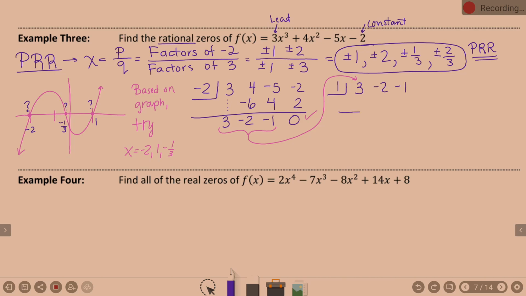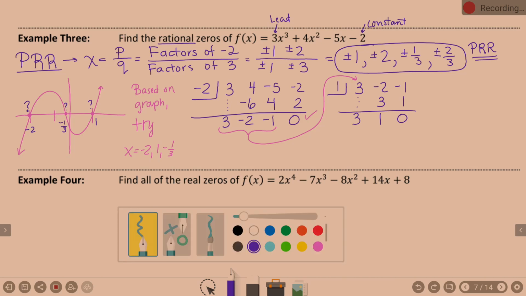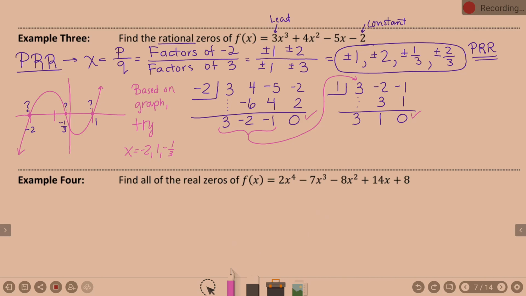Are you with me there? That's why I said don't get too far along. Drop your 3. 3 times 1 is 3. -2 plus 3 is 1. 1 times 1 is 1. -1 plus 1 is 0. Did it work? Yes. Now, you can check the last one, but I'm also going to argue we don't have to check the last one. I'm going to show that I have proof that I know it works.